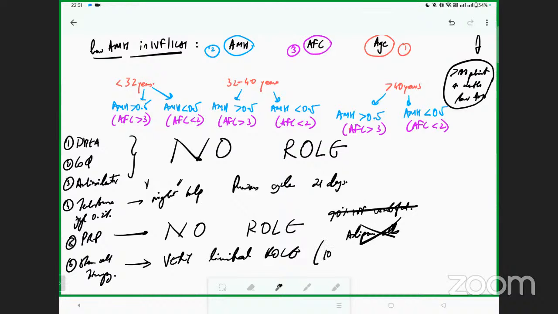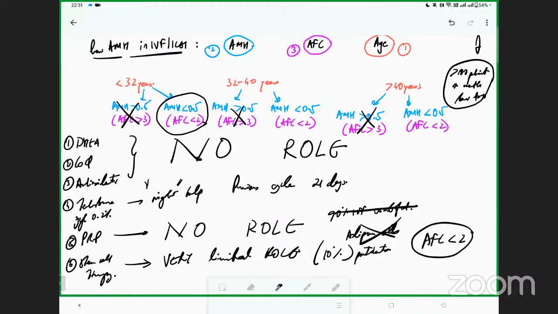This is going to work only in 10% of the patients. It will not work in patients beyond this. And it will only work when you have an antral follicle count of less than 2. For the category with antral follicle count more than 3, it has no role at any age. It will work best when antral follicle count is less than 2 and age is less than 32. In all the other patients, it has very limited role.